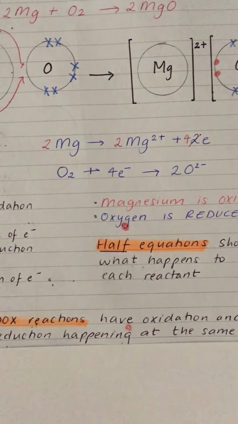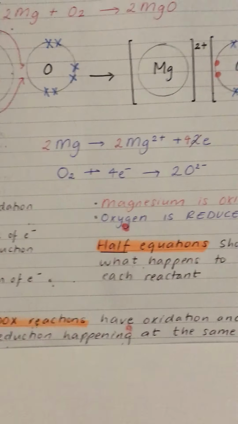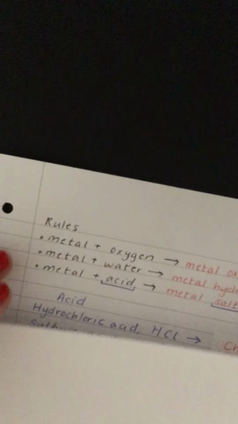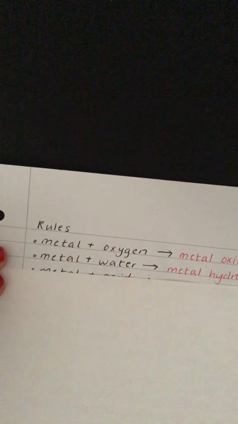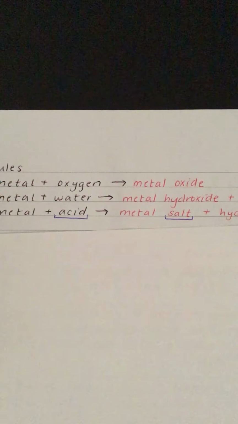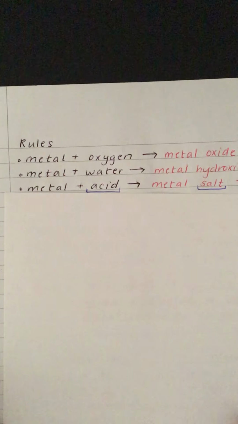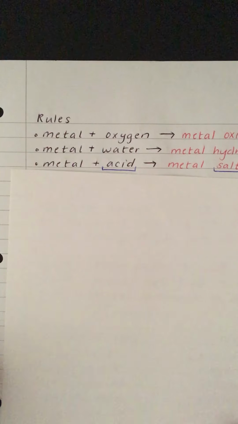Right, there are a couple of rules. So remember I said that we need to know about the different reactions of metals, how metals react. These are just some general rules that you need to know off by heart, okay? So apologies, I can't get it in the frame, but I'll just move the paper.